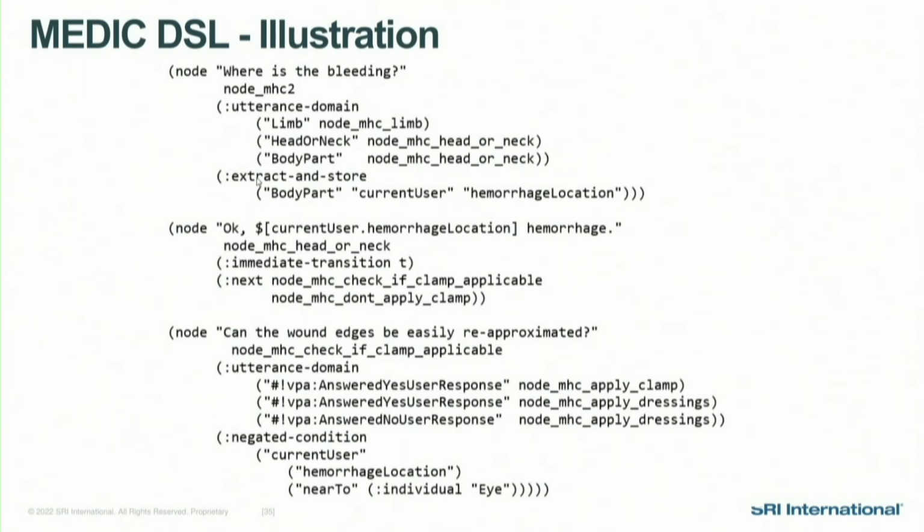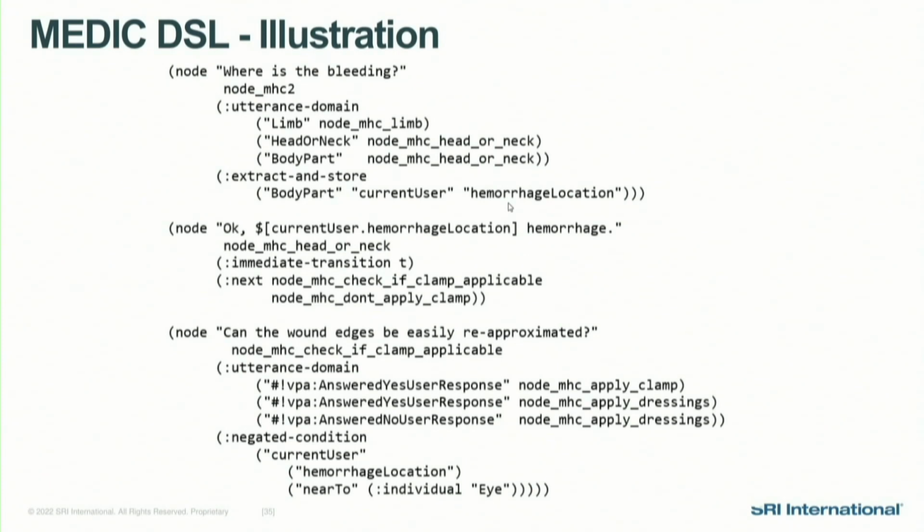But before doing this, it uses the extract and store clause here to first identify all parts in the input which are subsumed by the body part concept, right? So in this case, this would be face, right? And then face would be stored as a slot value on the slot hemorrhage location on the current user individual in the A box. That way we are keeping track of acquired information during the dialogue by putting arbitrary parts extracted from the input, right, using ontology expressions into the user profile individual in the A box.